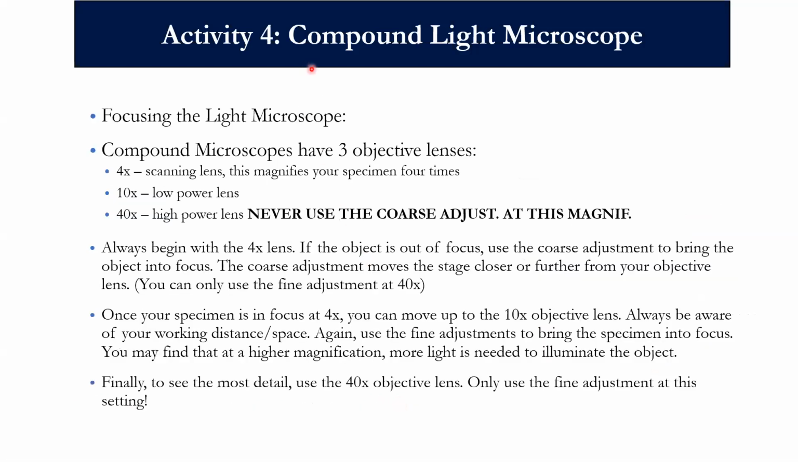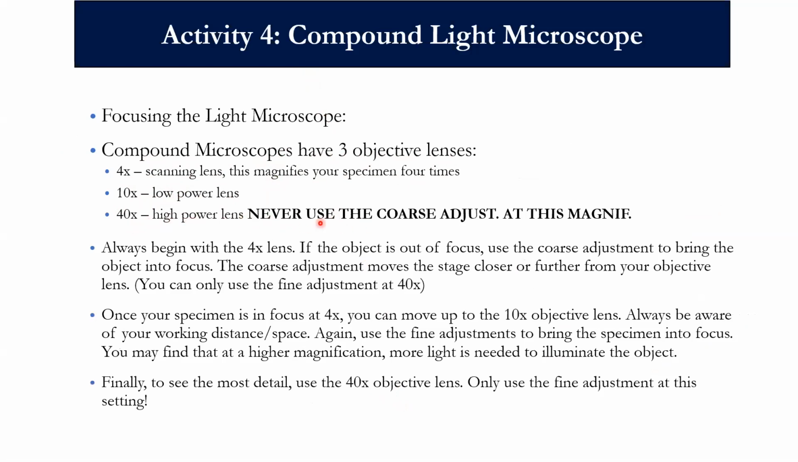So focusing the light microscope, the compound microscope has three objective lenses. You have your 4x scanning lens. This magnifies your specimen 4 times. Your 10x is called your low power lens. This magnifies your specimen 10 times. The 40x is a high power lens.